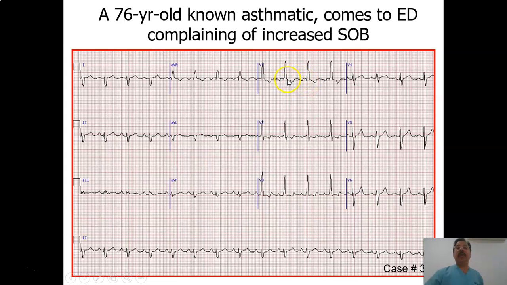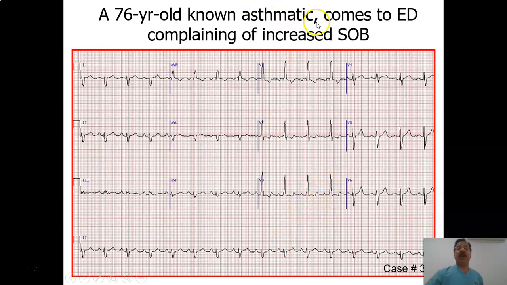If you look carefully, this is less than 3 big boxes, so not wide enough to be labeled as right bundle branch block, but right ventricular hypertrophy. There is ST depression in leads V2 and V3, so that may be a strain pattern. So right ventricular hypertrophy with strain pattern. As for the QT interval, U wave, and J wave, we can't find anything.